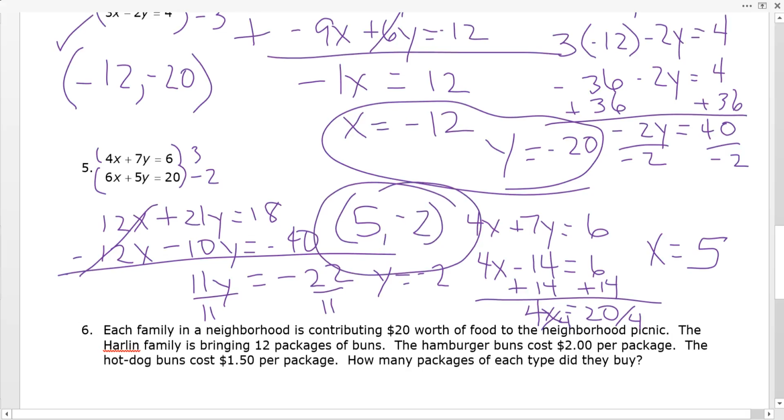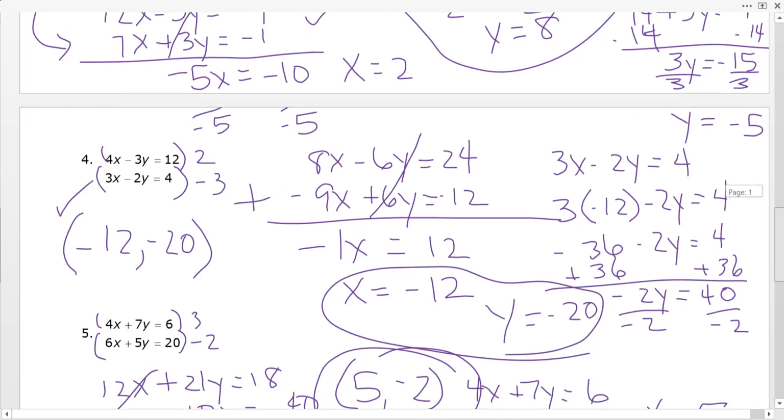And 4 times 5 is 20. Minus 7 times 2 is 14. So 20 minus 14 is 6. And the second equation, 6 times 5 is 30 minus 10. So 30 minus 10 is 20. So it checks out. All right, same thing when we get down to number 6.